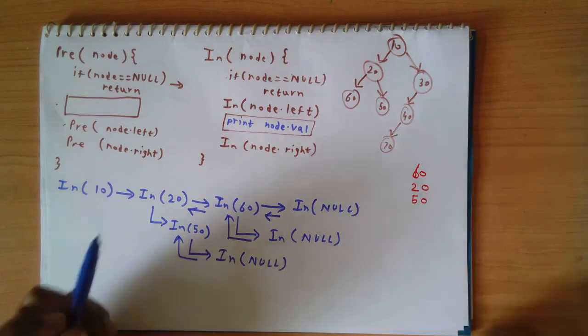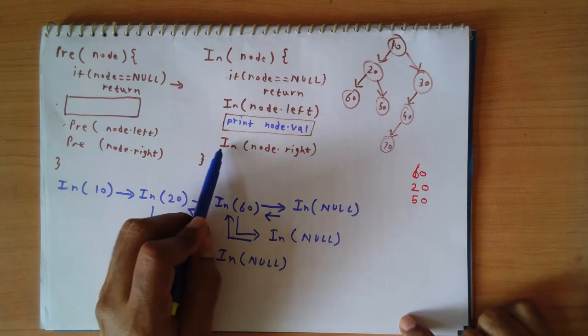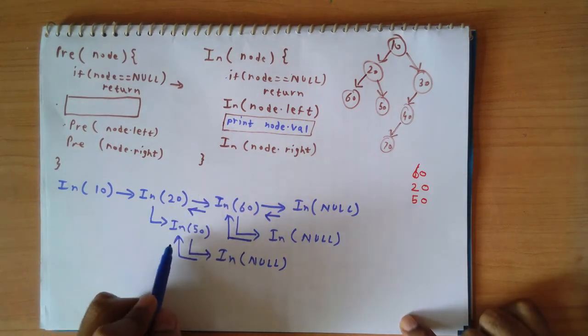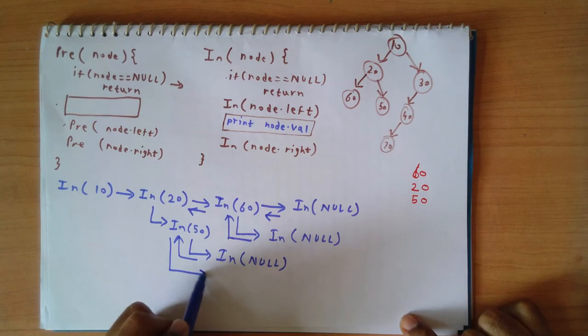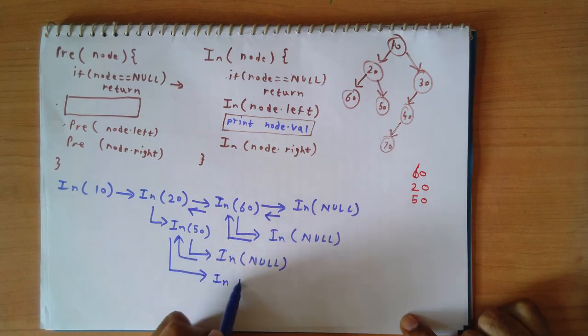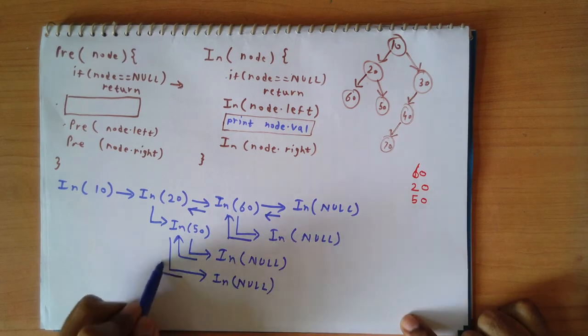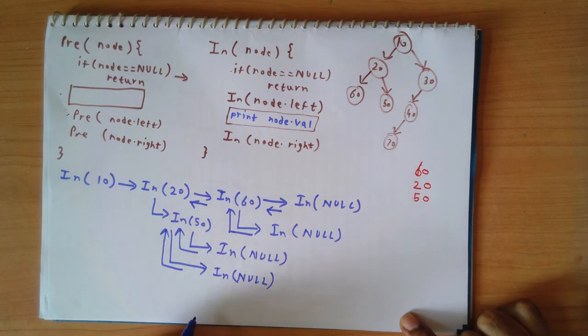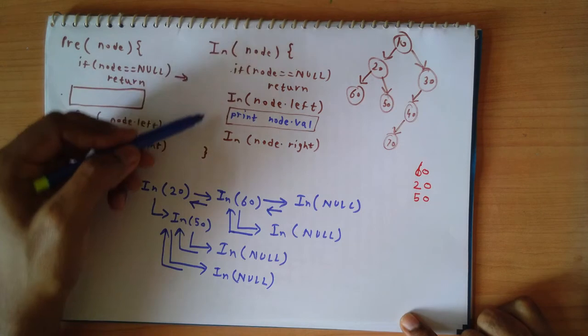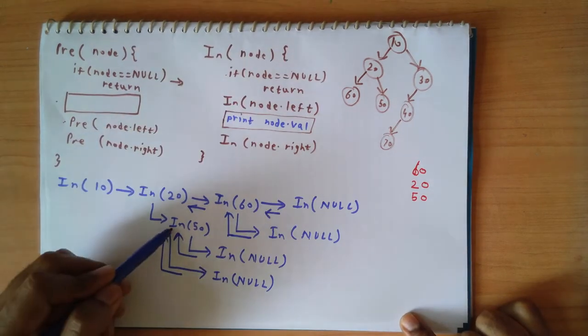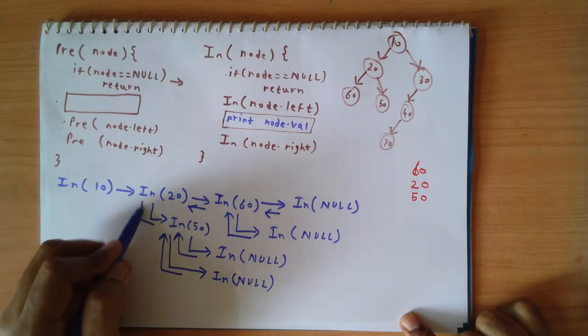and then I have to perform the next statement, which is do the in order traversal on the right child of 50, and it's a null, so I would simply return back. And now this completes the in order traversal call for 50, so I have to return back to 20.